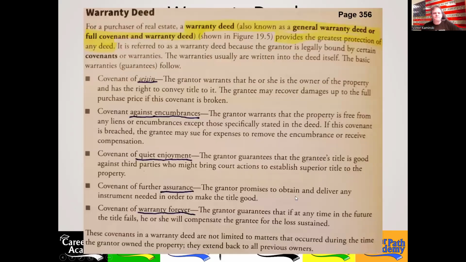All right. So let's highlight the warranty deed, also known as the general warranty deed or full covenant warranty deed, provides the greatest protections of any deed. Now, you don't need to study seisin, encumbrances, quiet enjoyment, assurance, and warranty forever. You don't need to know what all the covenants are. You just need to know that the general warranty deed provides the greatest protection of any deeds.